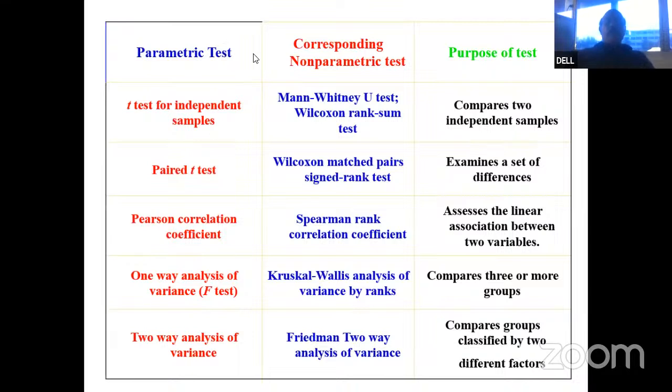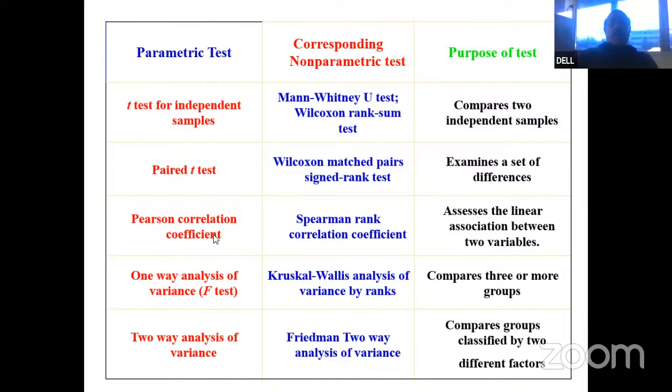See, this particular slide explains the parametric test, the corresponding non-parametric test, and the purpose of the test. What purpose will it serve? T test for independent samples, as in the previous comparison, corresponds to the Mann-Whitney U test, which compares two independent samples. For the paired T-test, here it is the Wilcoxon paired signed rank test, which examines differences.